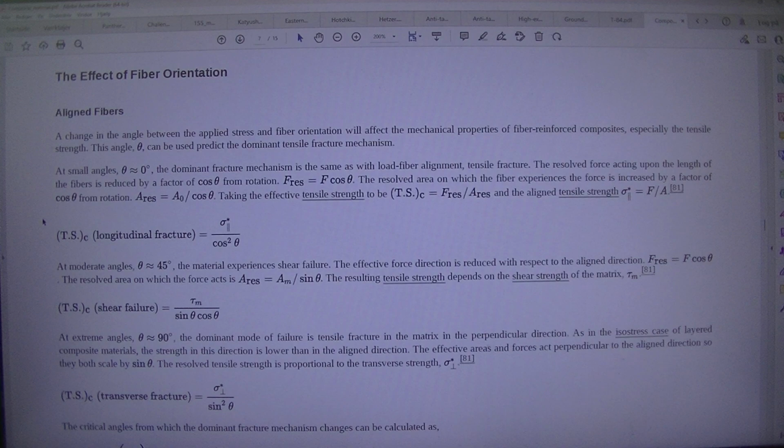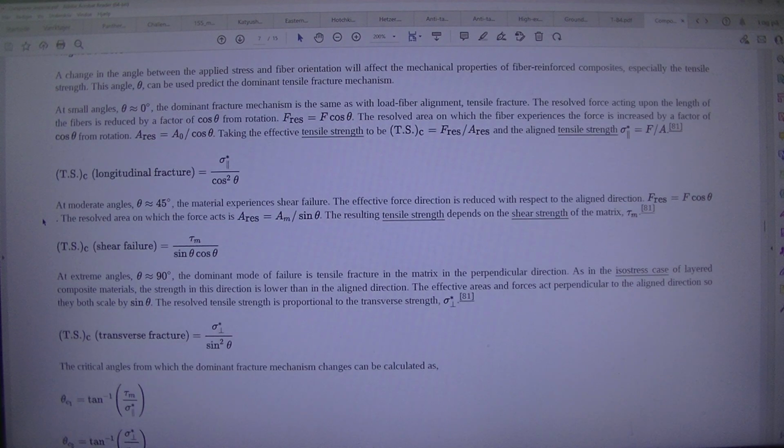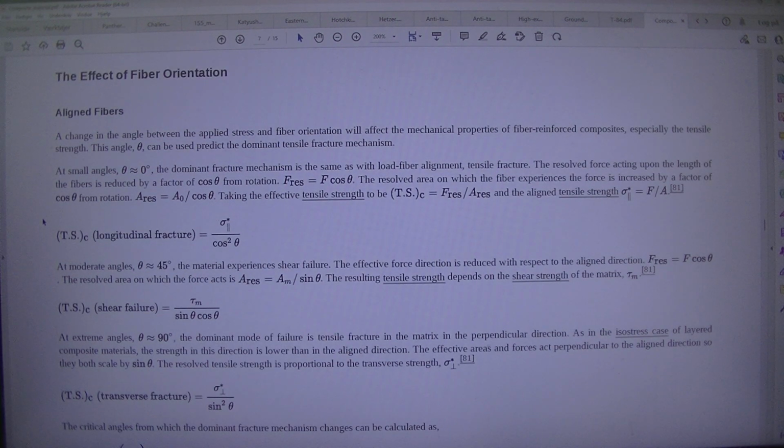The resolved force acting upon the length of fibers is reduced by a factor from rotation. The resolved area on which the fiber experiences the force is increased by a factor from rotation. Taking the effective tensile strength to be and the aligned tensile strength. At moderate angles, the material experiences shear failure.